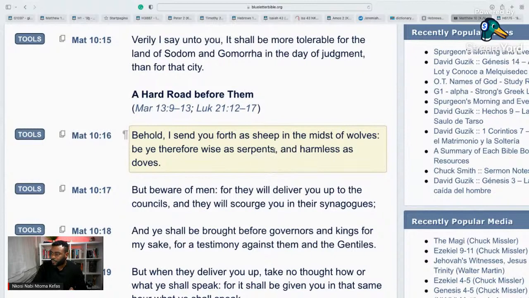You see that? Wise as serpents. That's what he said. Be wise as serpents. Hallelujah. Be wise as serpent.